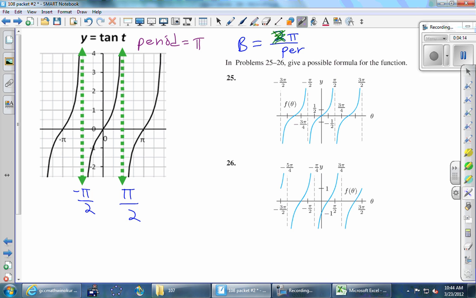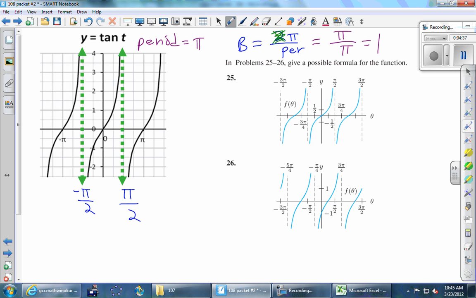Yes. So this graph has not been stretched or compressed horizontally. Thinking of this b formula, if you decided to use it, you would take pi always, divided by the period of the graph you're trying to build. What is the period of this graph? It's pi, and you find out that b is 1, which means you don't need to stick anything in front. All right, so that's that.